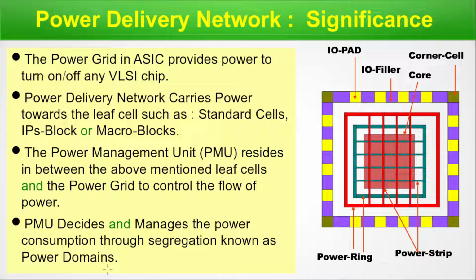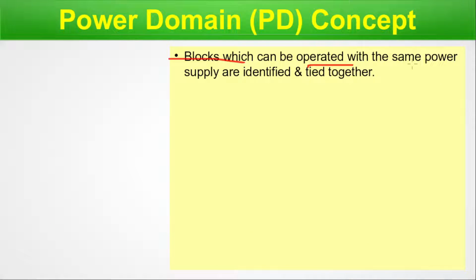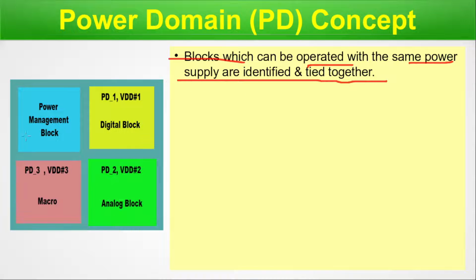So here we are done with the power delivery network and we have plunged into the power management unit and we will further plunge down into the power domains in the next slide. Here we will talk about the power domain concept, that is abbreviated as PD. Blocks which can be operated with the same power supply are identified and tied together like this. So here this is power domain 1 which have the power supply VDD1. Numerically VDD1 is different from VDD2 and here it is VDD3. So numerically these things are different, VDD1, VDD2 and VDD3.